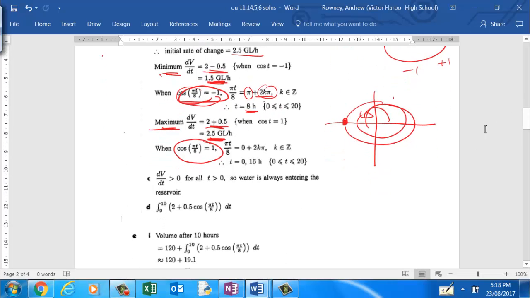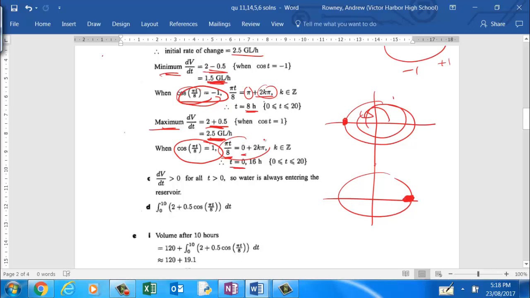Down here, it's when it's equal to +1. Now it's +1 when it's over here. That's when the angle is 0. So here's the angle, make it equal to 0. If you rearrange that, that's t equals 0. But if you add on another 2k pi, you can get another one which is 16 hours.